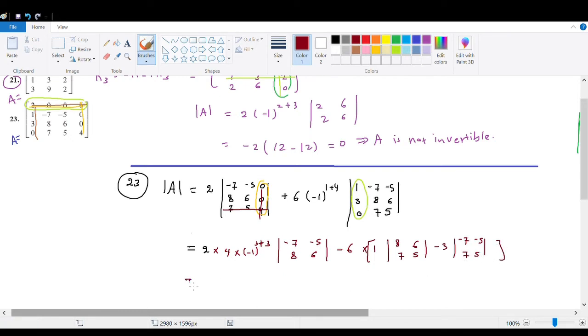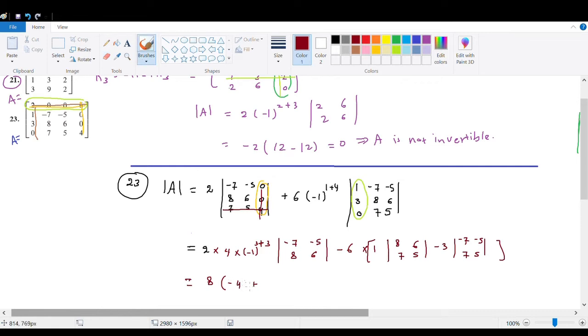So now 2 multiplied by 4 multiplied by minus 1 to the power 6 will be 8. The determinant of this one will be minus 7 multiplied by 6, which is minus 42. Then minus 5 multiplied by 8 will be minus 40, and here we have 40. Sorry, this one is 42, not 24.